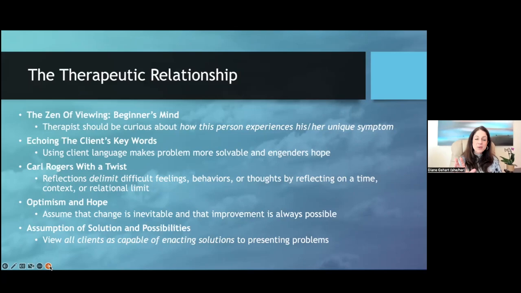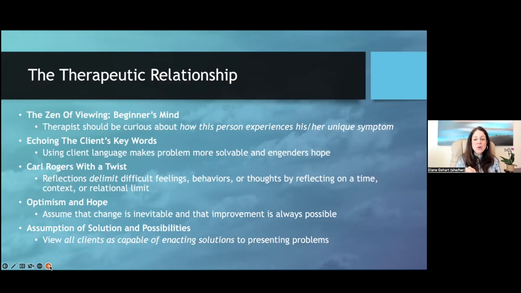So kind of using this very open-minded perspective. And one of the quotes they draw from, and I think this comes out of Zen Buddhism, is: in the beginner's mind, there are many possibilities. In the expert's mind, there are few. The non-expert mindset is talked about in collaborative therapy, but you will also hear many contemporary solution-focused therapists cite that. Not knowing, beginner's mind. So one of the things they do also is echo back the client's key words, but they're doing so in a way that is sometimes called Carl Rogers with a twist, or you'll also hear it called channeling language.